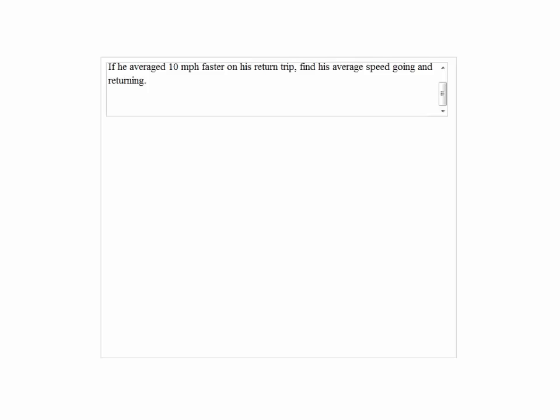Frank drove a distance of 300 miles one way. The round trip took him 11 hours. If he averaged 10 miles per hour faster on his return trip, find his average speed going and returning.